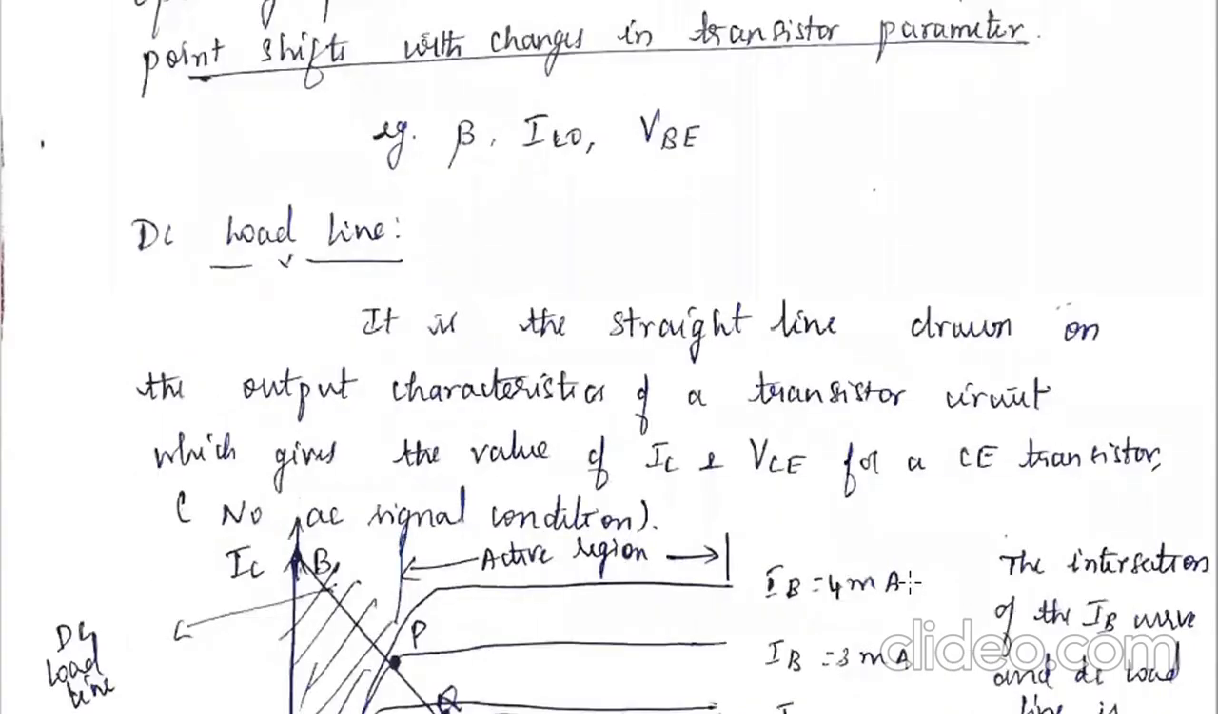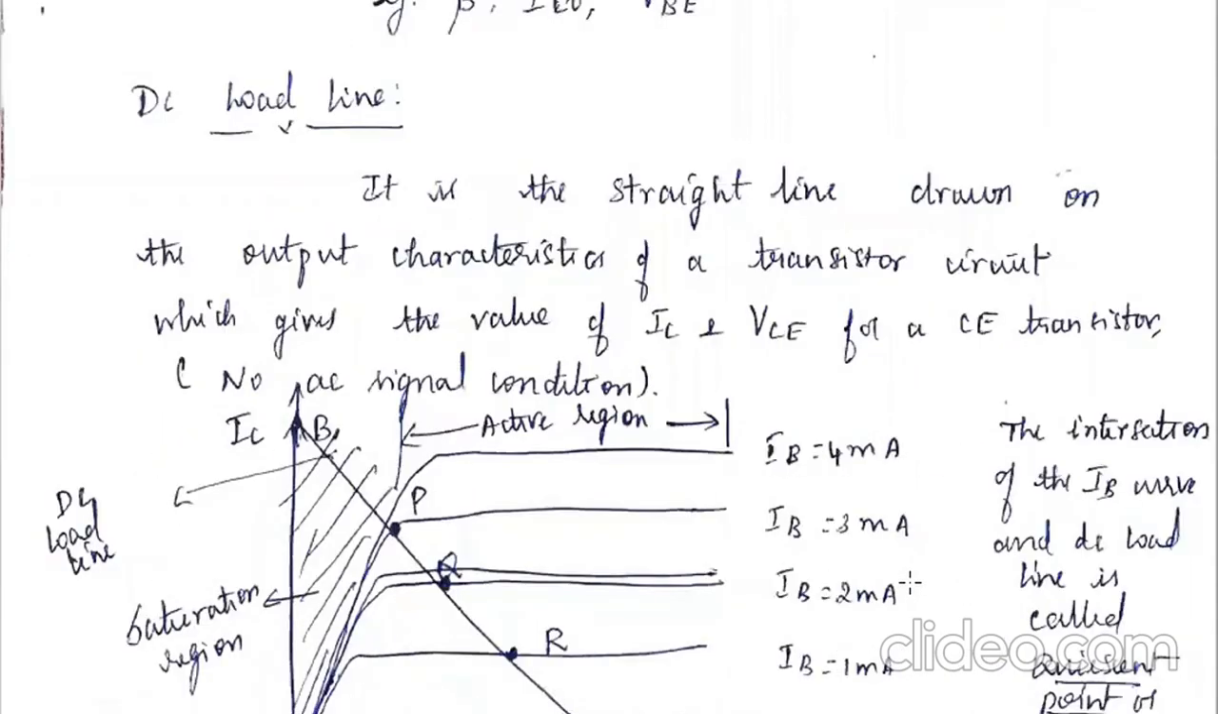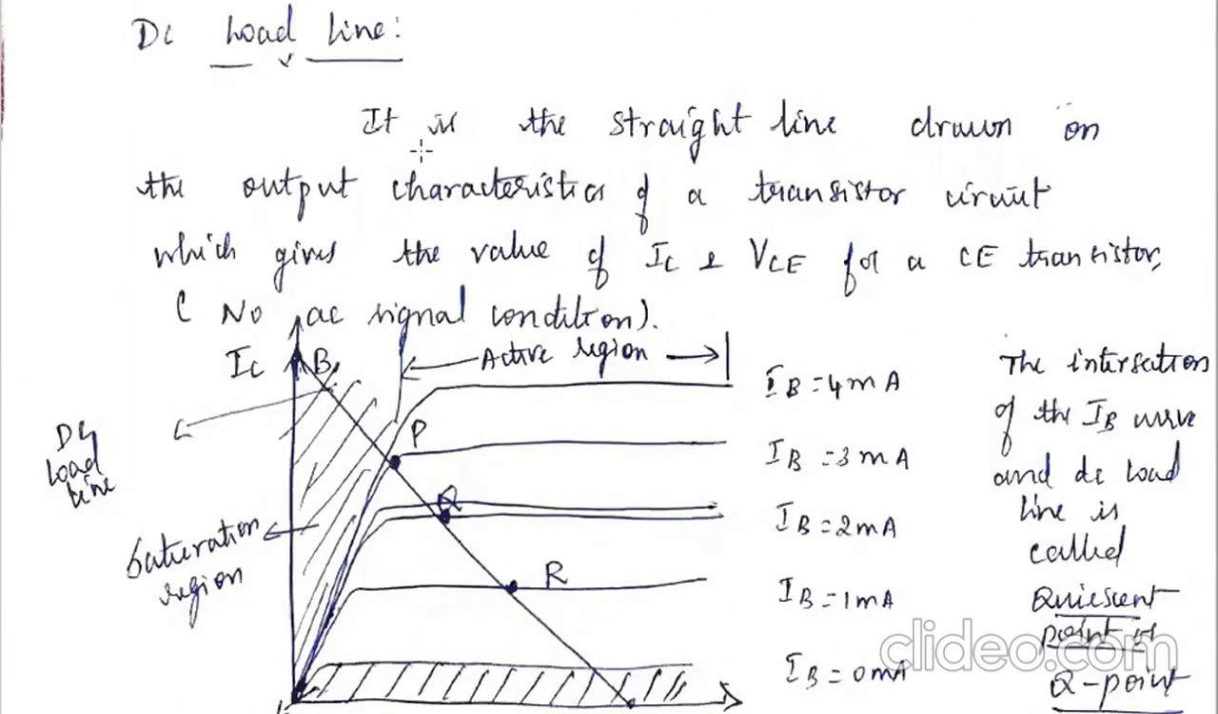Next, we'll see what a DC load line is and how to plot a DC load line in the output characteristic of a transistor circuit. A DC load line is a straight line drawn on the output characteristic of a transistor circuit, and by drawing this DC load line we can get the values of IC and VCE for a common emitter transistor. It is applicable only under no AC signal condition.